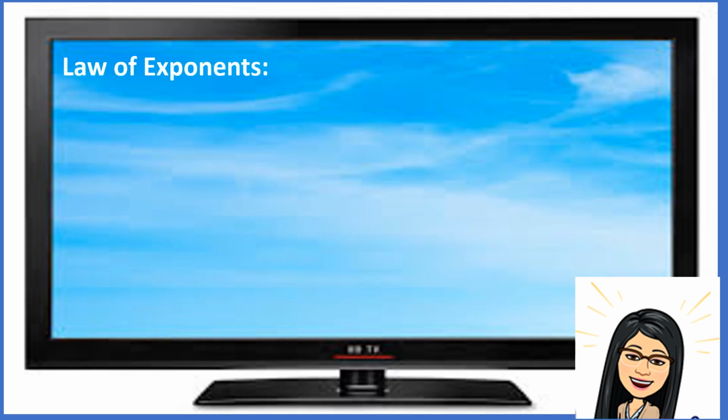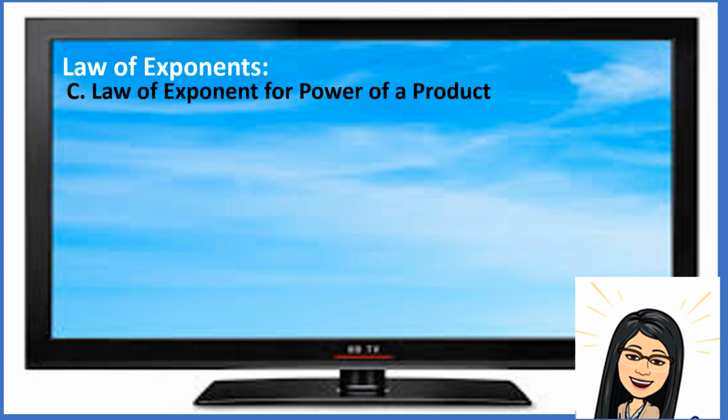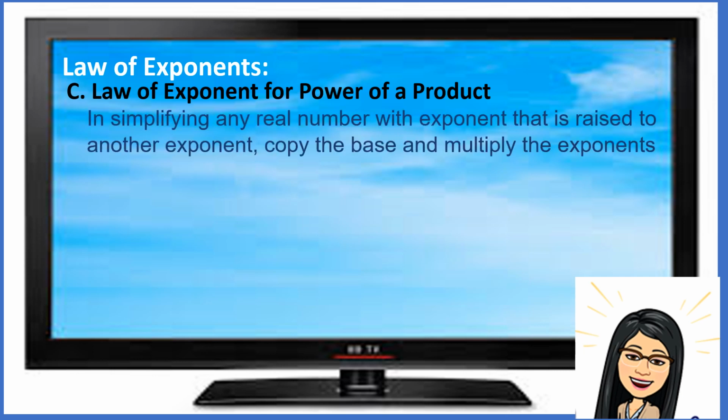Another law of exponent to remember is the law of exponent for power of a product, which states that in simplifying any real numbers with exponent that is raised to another exponent, copy the base and multiply the exponents. In symbols, the product of a raised to m and b raised to n is raised to p. This can be simplified by multiplying their exponents. So a raised to mp, b raised to np.